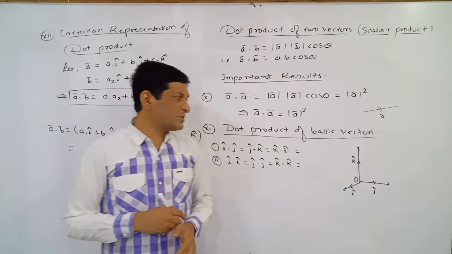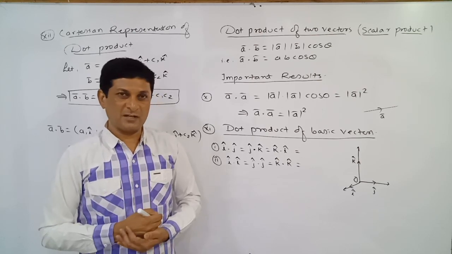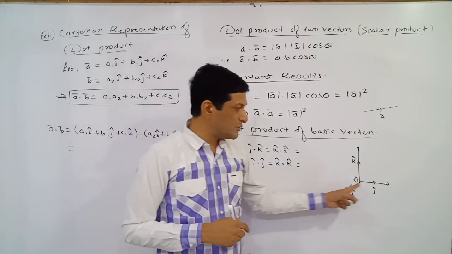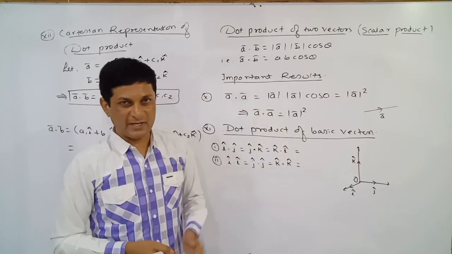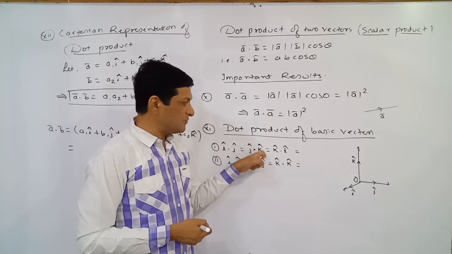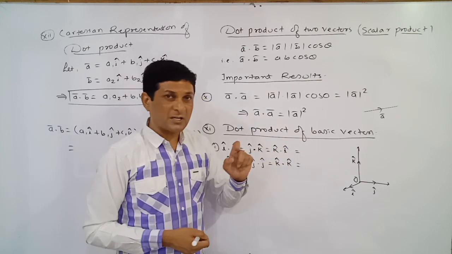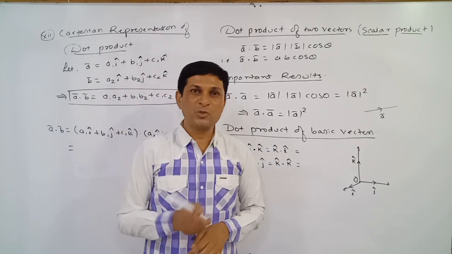Now we are discussing a very important result, that is the dot product of basic vectors. The unit vectors i cap, j cap, k cap along the x, y and z axes are called basic vectors. Now we are finding the dot product of i cap with j cap, j cap with k cap and k cap with i cap. Now we know that the x axis, y axis, z axis are mutually perpendicular.